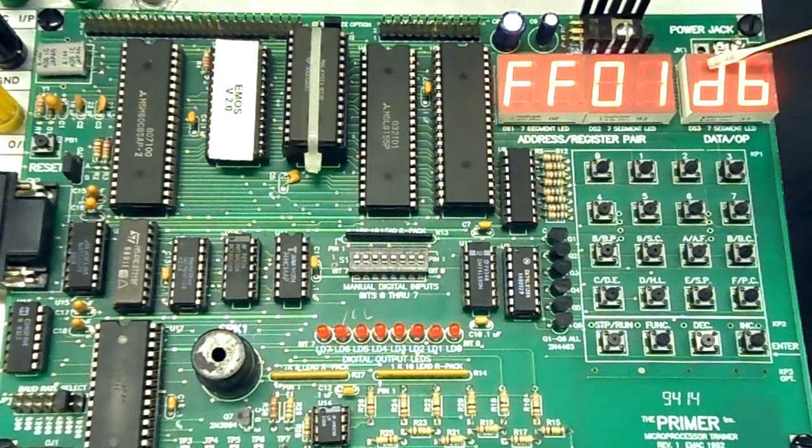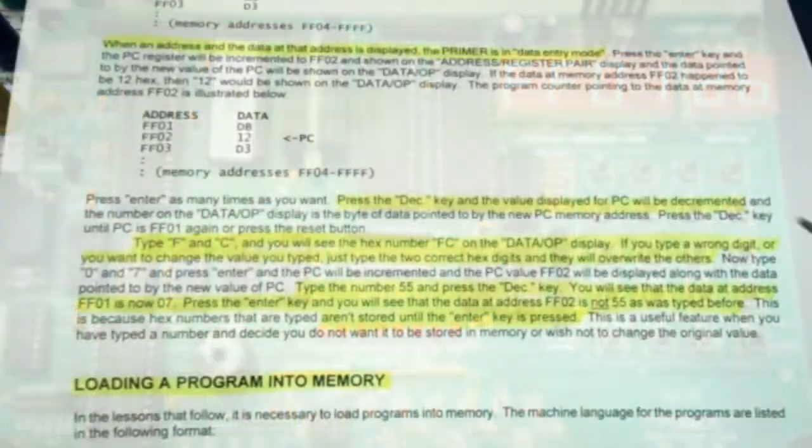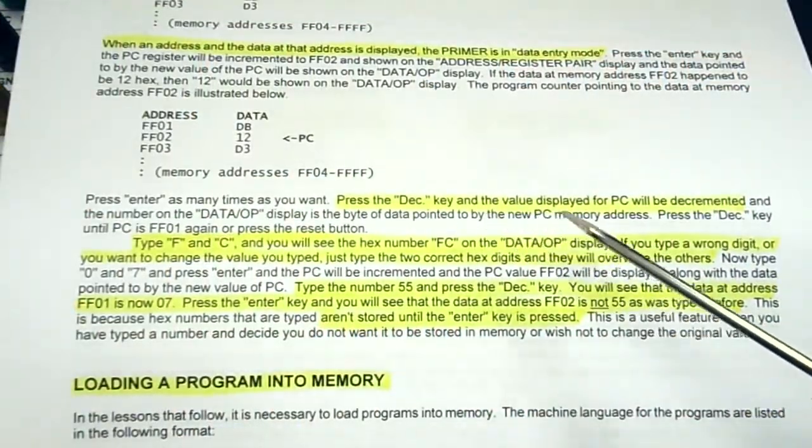Please notice that on these 7-segment displays, a D is a lowercase letter and a B is a lowercase letter, because if we tried to put a capital B in there, it would look like the number 8. So D is lowercase and B is lowercase. When you first turn on your Primer Trainer and an address and the data at that address is displayed, the primer is said to be in data entry mode. So I'm now going to continue on with the instructions.